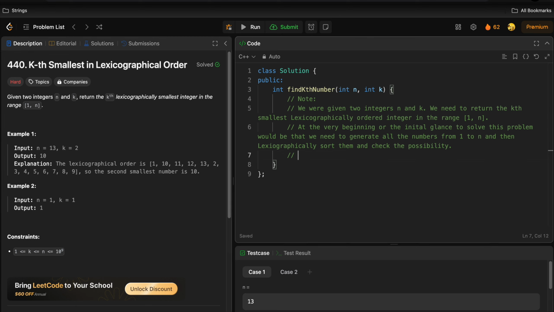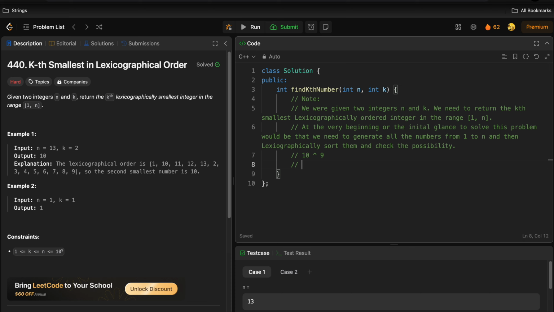If we somehow manage to generate those numbers, then space also would be 10 to the power of 9. And to the best of our knowledge, the sorting algorithms that we know currently perform in O(n log n) complexity. So O(n log n) would again give us the order of 10 to the power of 9, and this wouldn't suffice because 10 to the power of 9 is a very large number, and we couldn't get our answer. So we just need to somehow find the number in O(log n) complexity.